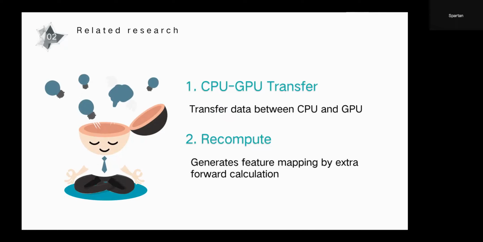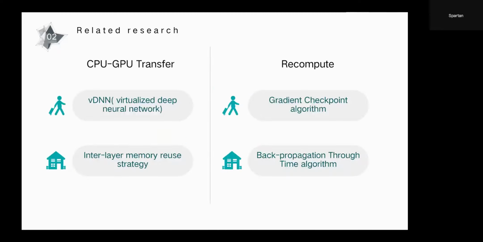The recompute method is a typical application of the time for space idea, which uses the strong computing power of the GPU to exchange for the limited memory space. Compared with the normal iterative calculation that includes one forward calculation and one backward calculation, the recompute method only has one more forward calculation. So far, there have been a lot of studies that apply CPU-GPU transfer or recompute alone to optimize memory management.